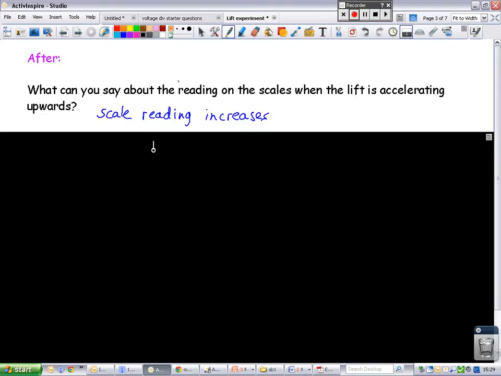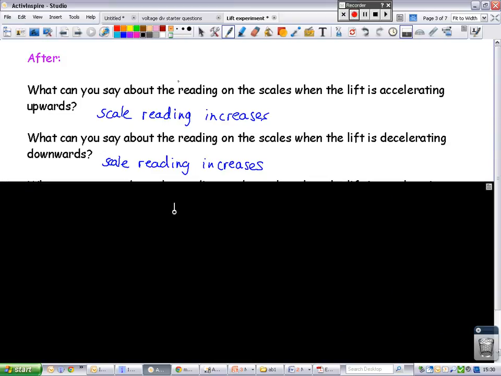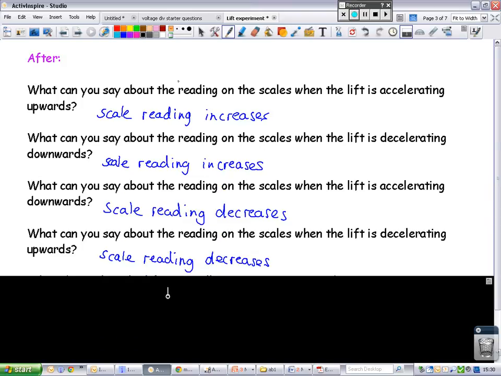Okay, so we'll start off with the questions that we came up with for answering after we'd been in the lift. So we decided that for accelerating upwards, when the lift first begins to move up, and when it's decelerating downwards, when it's slowing down, the scale reading increases for both of those situations. For the situations of accelerating downwards and decelerating upwards, we decided that the scale reading decreased, so it went down.